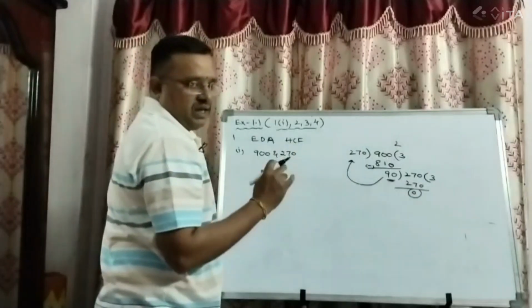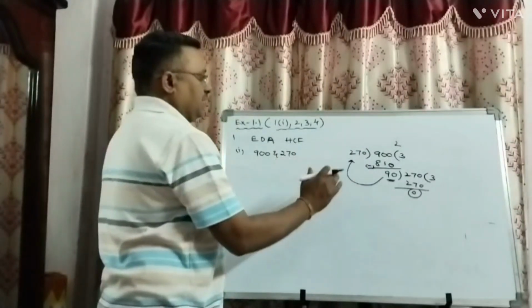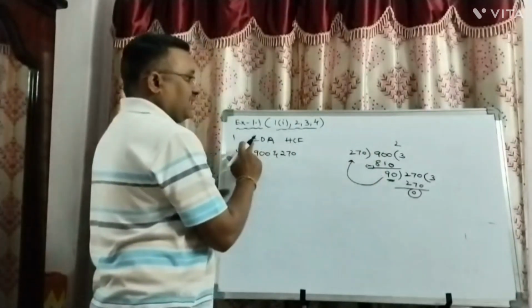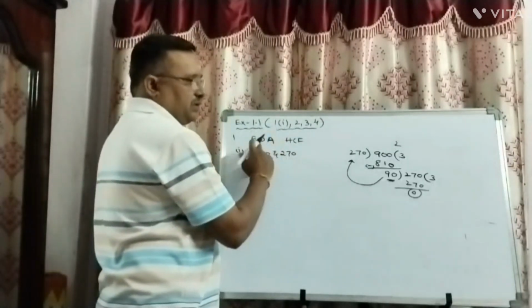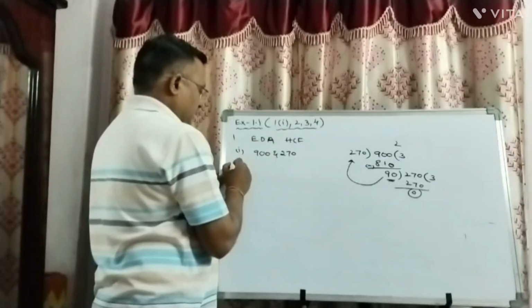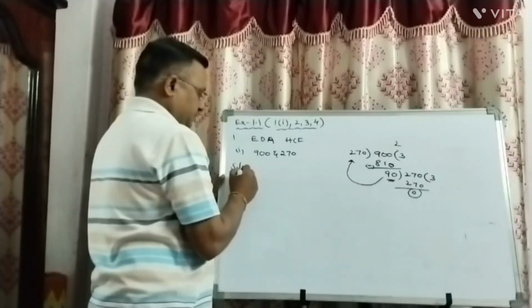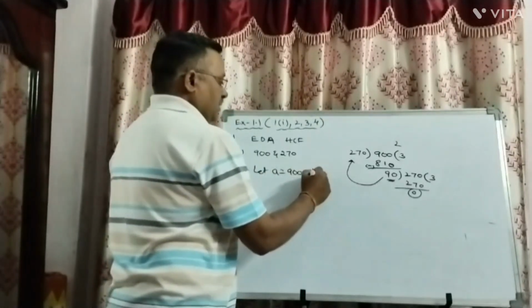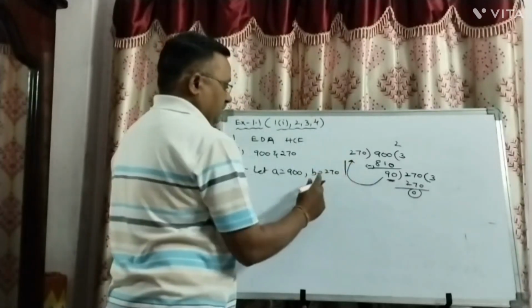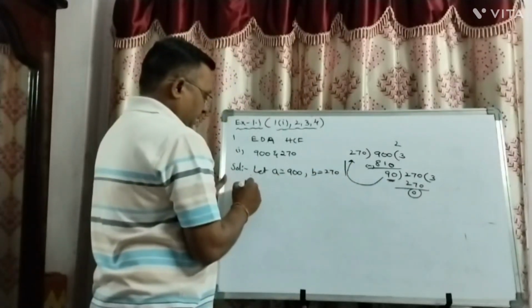This concept is there in the 8th standard. But we have to write that in the theoretical manner using Euclid division lemma and Euclid division algorithm. So how to start the solution? Let a be the first number, the big number 900, and b equal to 270 be the divisor.